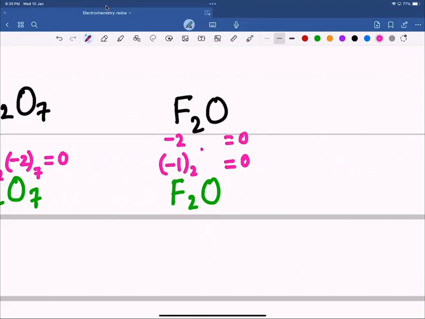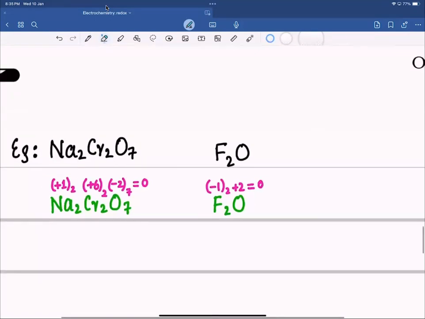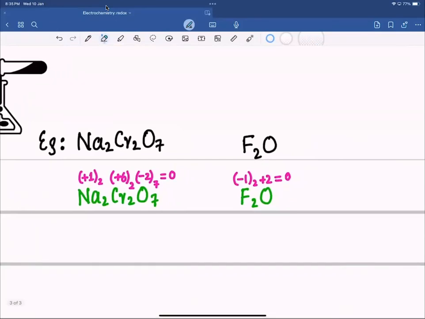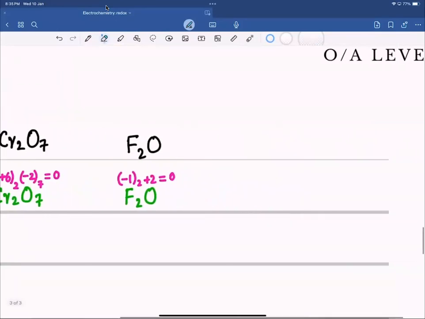Net charge is 0. So what will be the charge or oxidation number of oxygen over here? +2. So +2 will be the oxidation number of oxygen in this compound. Is this clear? Yes, sir.